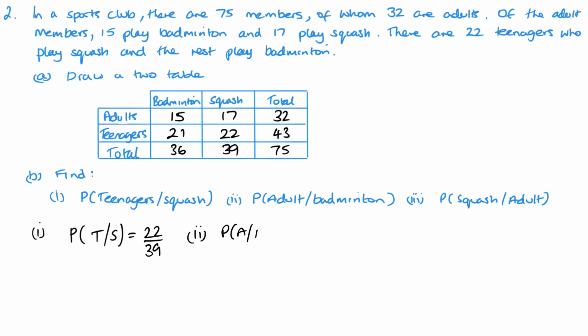Probability it's an adult playing badminton. There are 36 badminton players, of which 15 are adults. And probability squash, given that they're an adult. So they're adults, 32 adults, 17 are squash players. So 17 over 32. And that's kind of all there is to it. Don't forget where you can simplify.